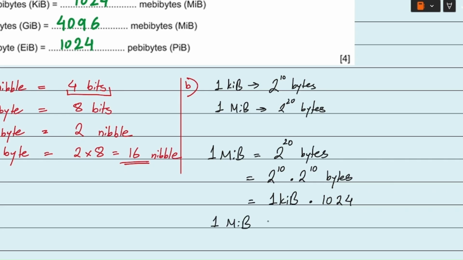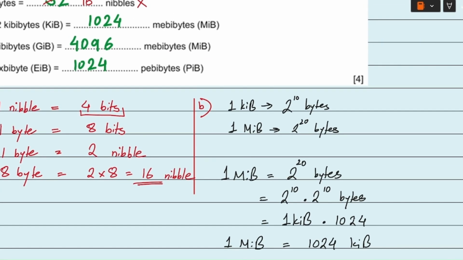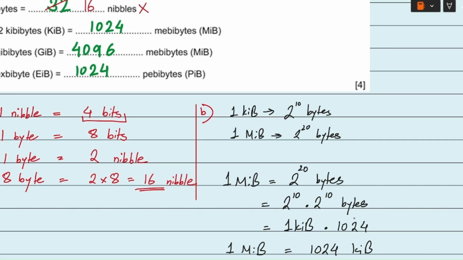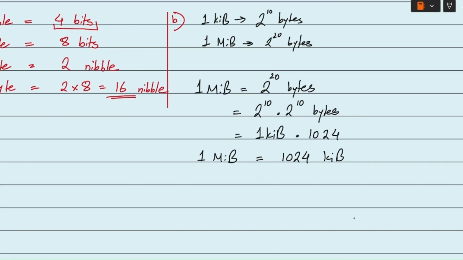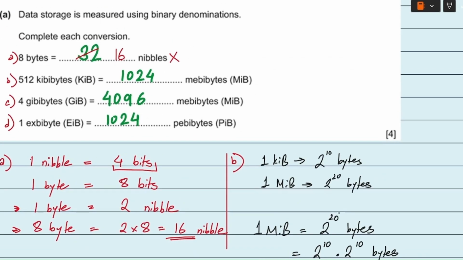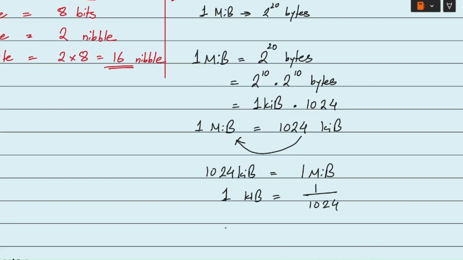In the question, however, we were asked to find 512 kibibyte is equal to how many megabytes. So we need to reverse the units. So now we make kibibyte the subject. So 1024 kibibyte is equal to 1 megabyte that we just got. Now the usual unitary method: 1 kibibyte is equal to 1 over 1024, and 512 kibibyte is equal to 512 over 1024, which gives us 0.5 megabyte.